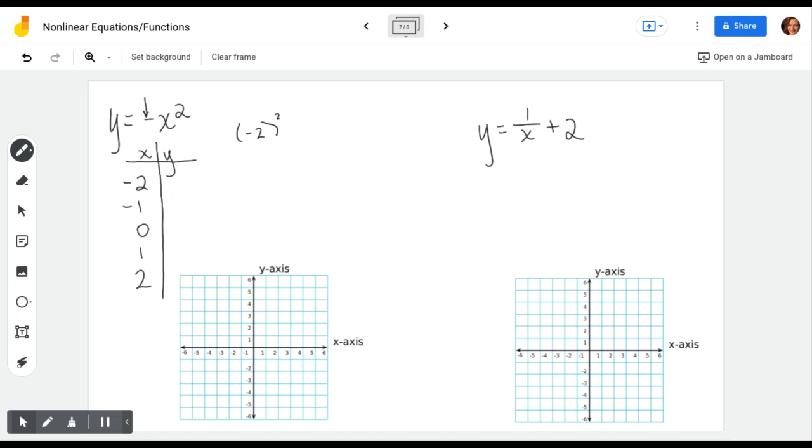-2 squared is 4, and then I need the opposite. So that's a -4. If you put in a -1, -1 squared is 1, and then I need the opposite. That's a -1. 0 squared is 0, and then the opposite. So that's still just a 0, right? You can't have a -0. If I put in a 1, 1 squared is 1, opposite is -1. If I put in a 2, 2 squared is 4, opposite is -4.